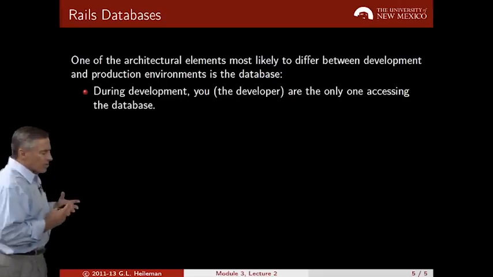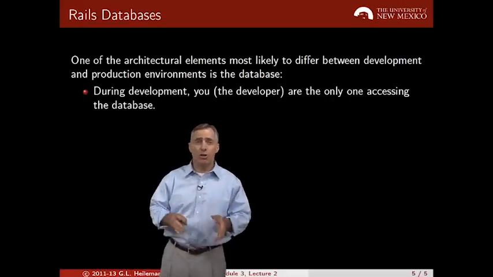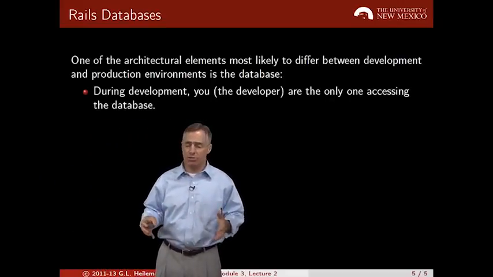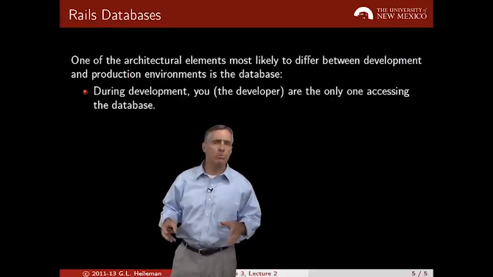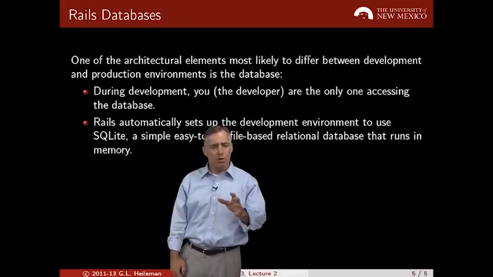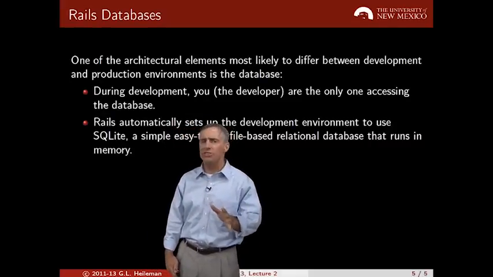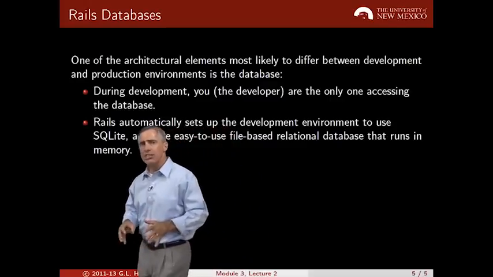Now, one of the architectural features that's most likely to differ between your development and your production environment is the database. During development, you want something that's simple to use. You're the only one accessing the database. And what Rails does is it sets you up to use SQLite. It's a simple file-based database that's very easy to use.